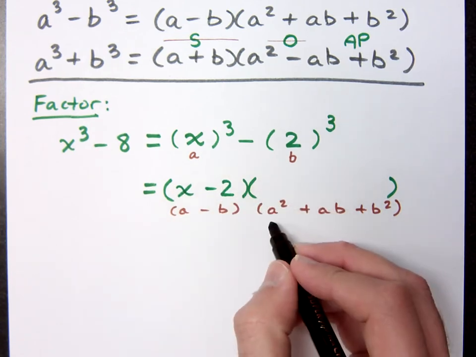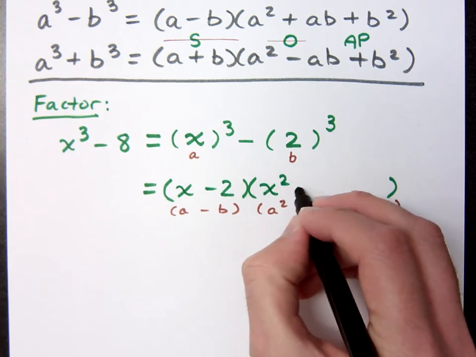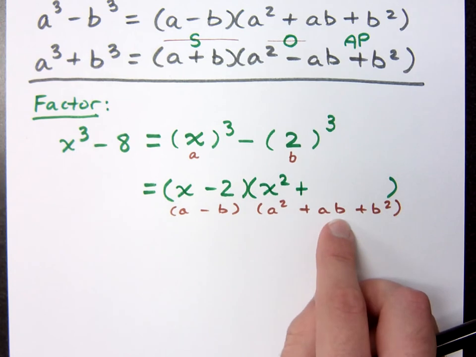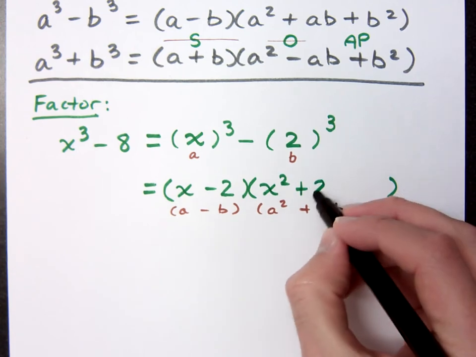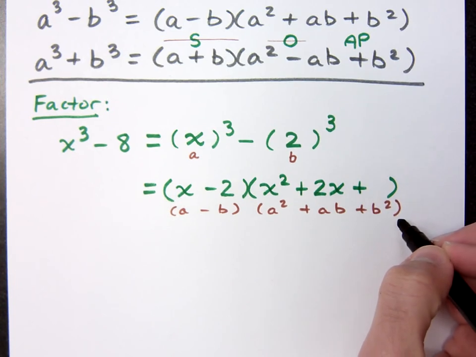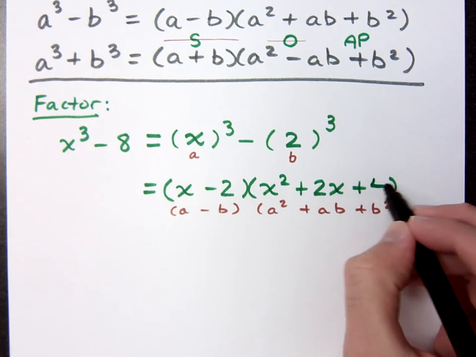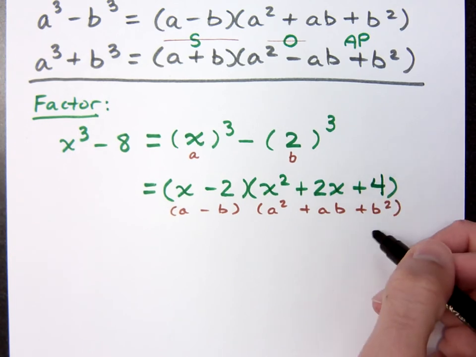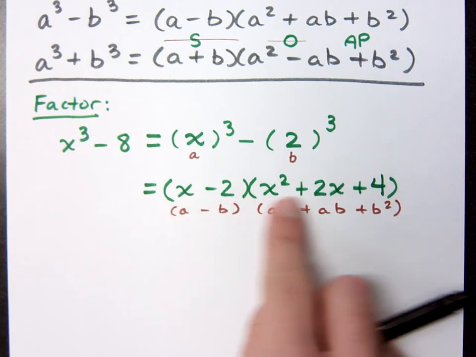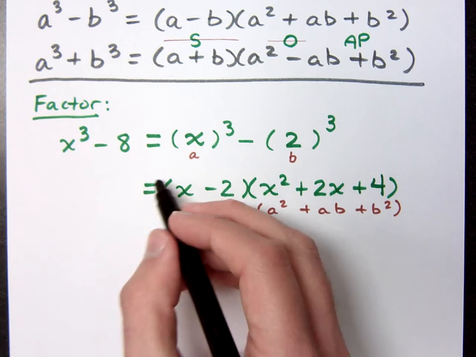What's a squared? X squared. Plus a times b is x times 2, so you do get 2x. Plus what's b squared? 2 squared. It's 2 squared, but I don't want to write 2 squared. I'm just going to write what? 4. Just write 4. Now, if you were to multiply all of this out, you would get x cubed minus 8. You'd have a lot of canceling going on the inside pieces, but you would end up with x cubed minus 8.